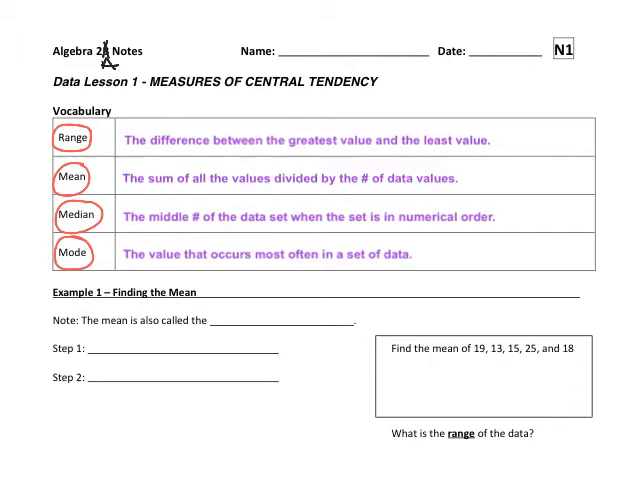The range of a data set is the difference between the greatest value and the least value. So really you're just going to subtract the largest and the smallest number to find out the distance between them. So difference, remember, means subtract. The mean of a data set is really just the average. So if you take a look down here, this is just also called the average of a set of numbers.